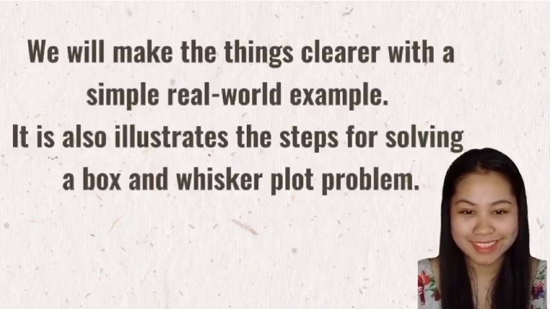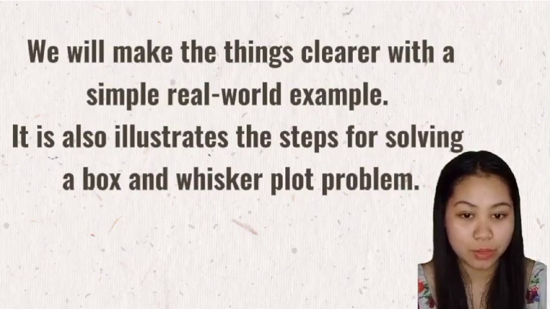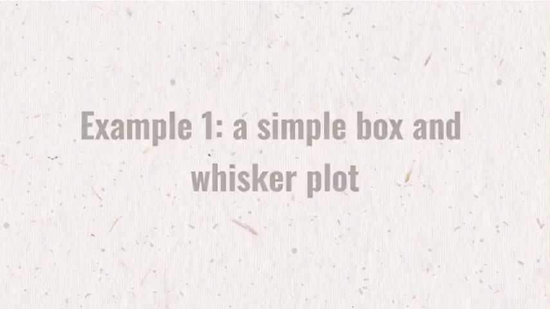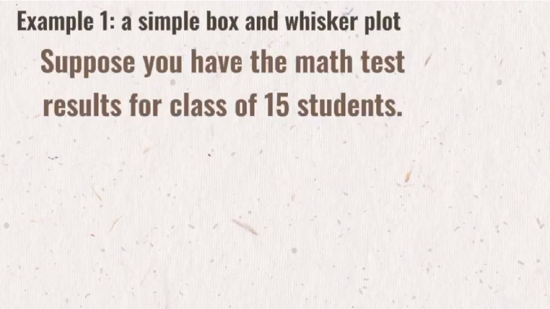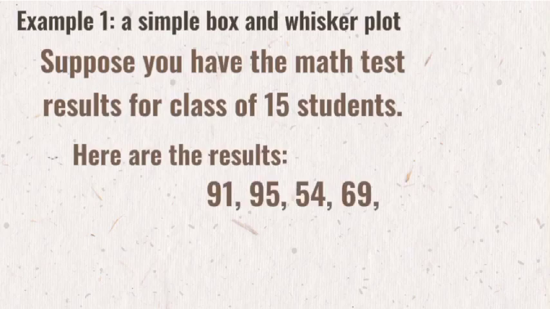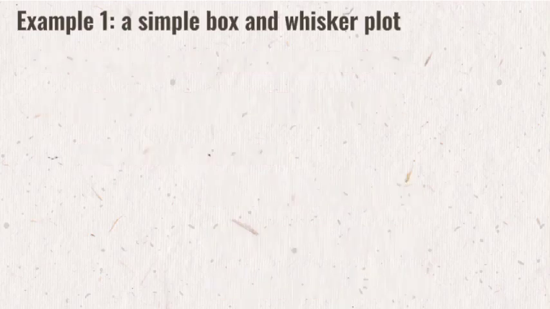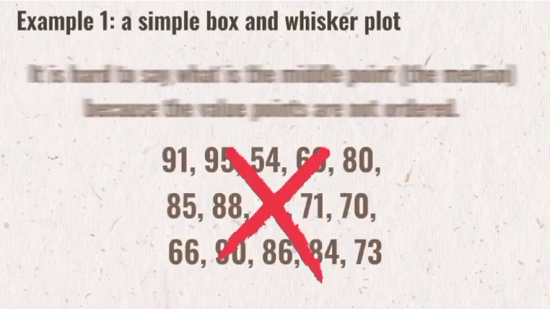We will make things clearer with a simple real-world example. It also illustrates the steps for solving a box and whisker plot problem. For example number 1, a simple box and whisker plot. Suppose you have the math test results for a class of 15 students. Here are the results: 91, 95, 54, 69, 80, 85, 88, 73, 71, 70, 66, 90, 86, 84, and 73. It is hard to say what the middle point, the median, is because the values are not ordered.